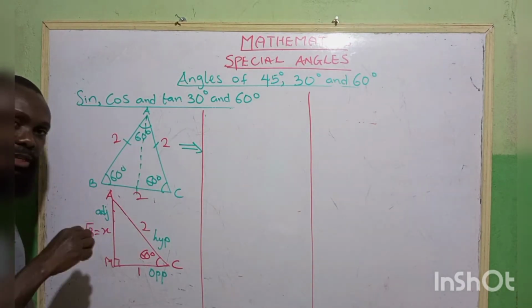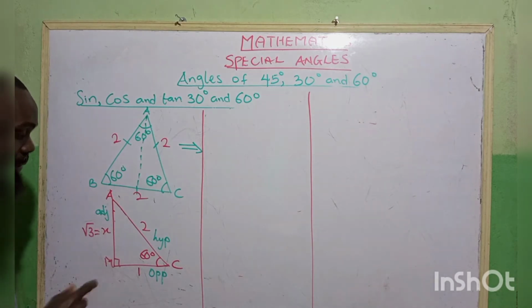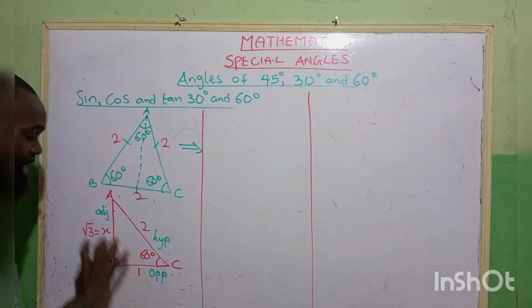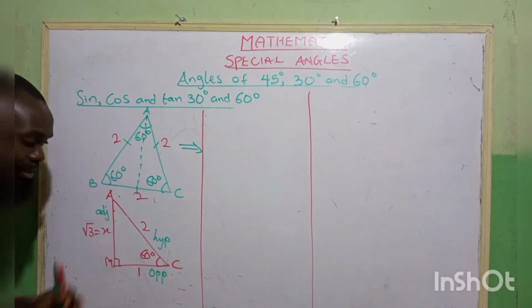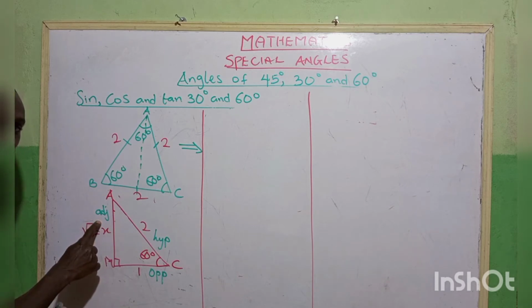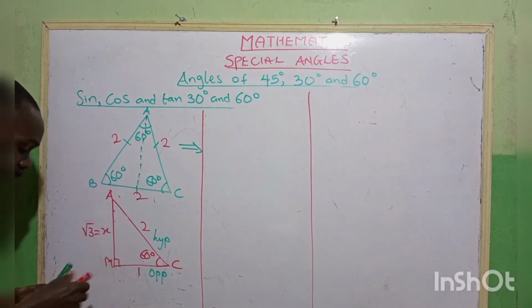Using the same right angle triangle, but now we want to consider the 60 degrees. To consider the 60 degrees, we are going to relabel. Since this is our angle, where your angle is facing now is your opposite. So this is now my opposite.